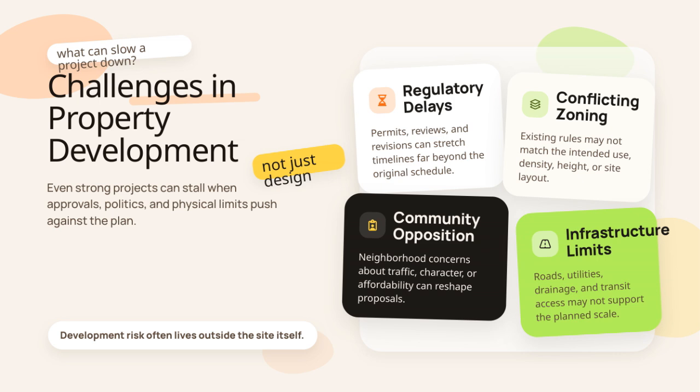Concerns from neighbors about increased traffic, changes to neighborhood character, or affordability can lead to significant changes in the project proposal. Lastly, infrastructure limits can be a big roadblock. Roads, utilities, drainage systems, and transit access might not be adequate to support the scale of the development, which creates additional challenges. Ultimately, development risk often exists outside the site itself. It's not just about the design, but navigating through approvals, politics, and physical constraints that can push back even the best plans.